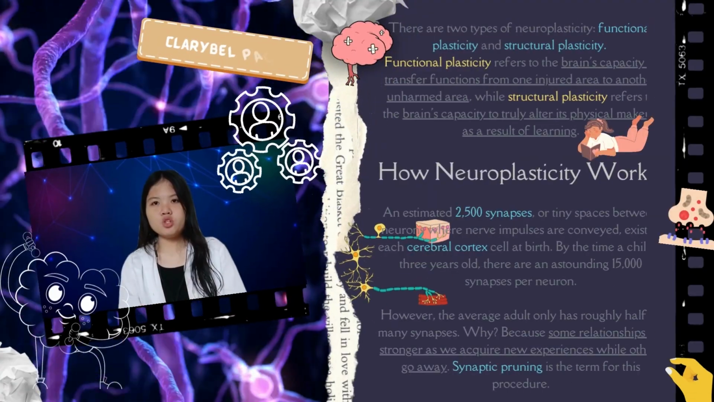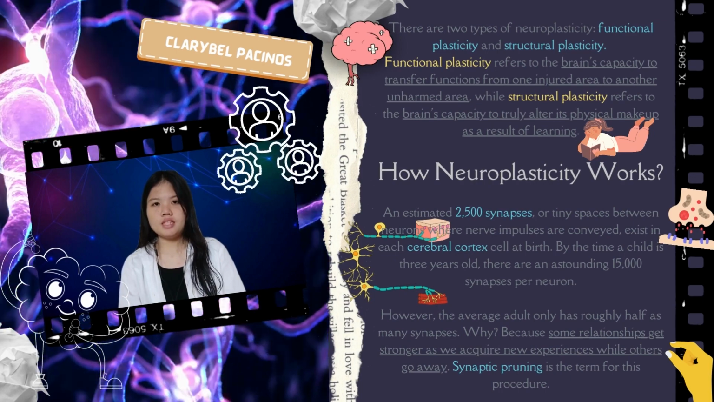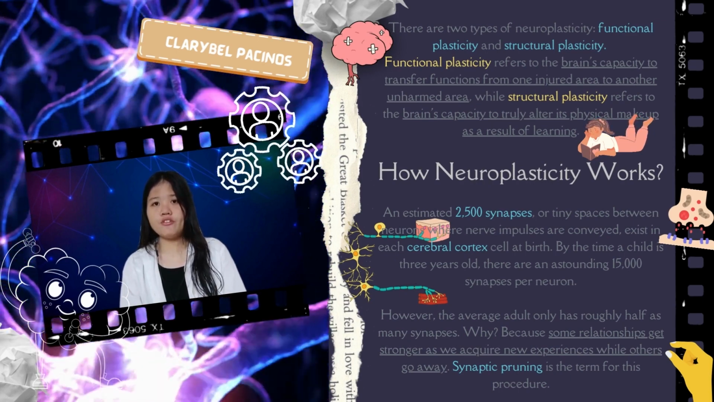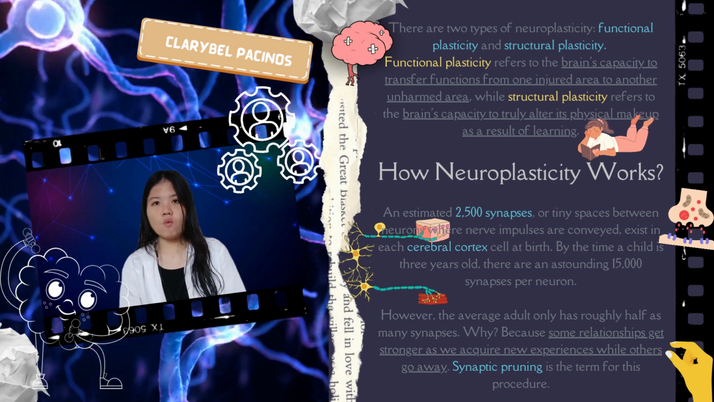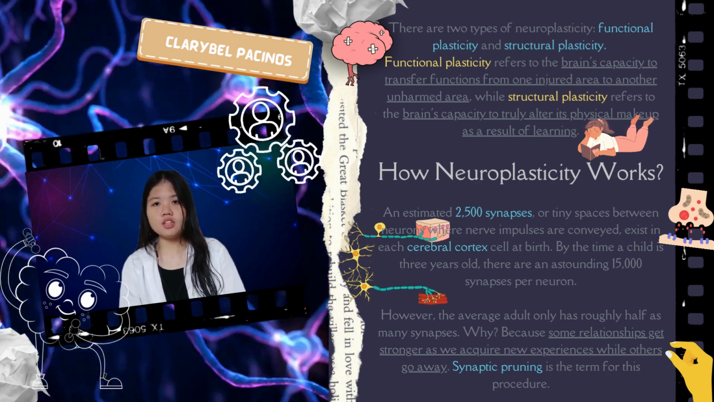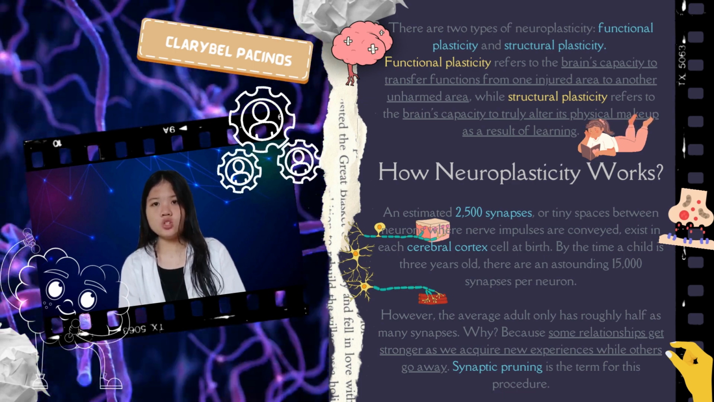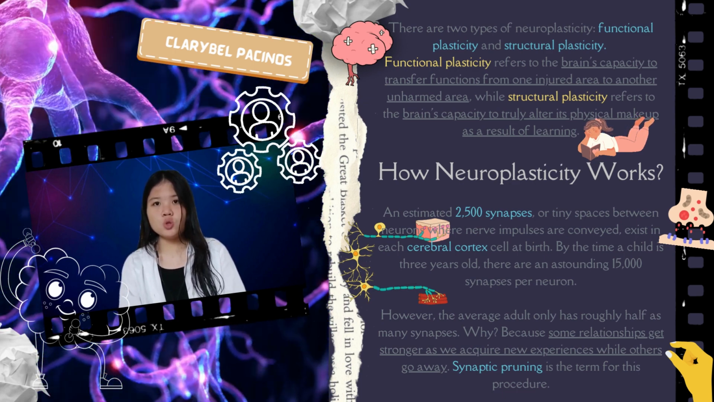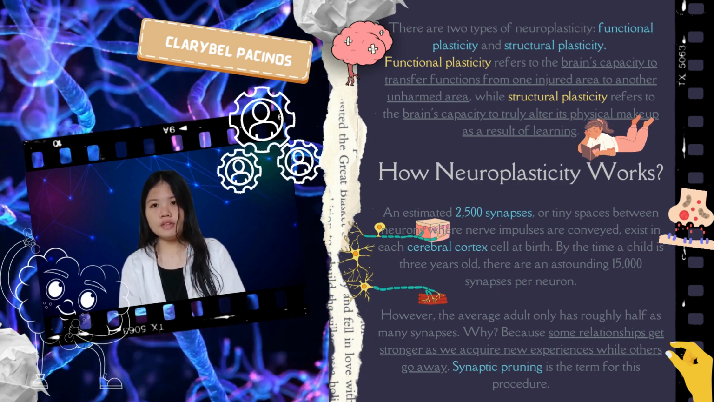There are two types of neuroplasticity: functional plasticity and structural plasticity. Functional plasticity refers to the brain's capacity to transfer functions from one injured area to another unharmed area, while structural plasticity refers to the brain's capacity to truly alter its physical makeup as a result of learning.